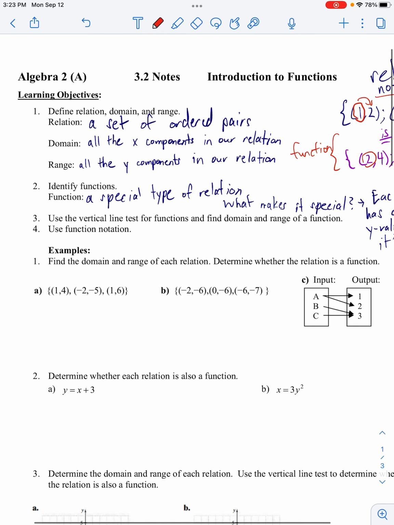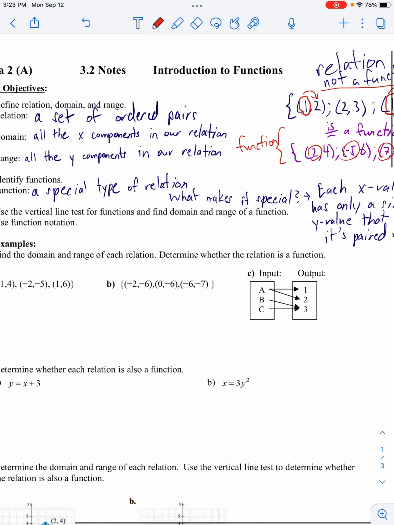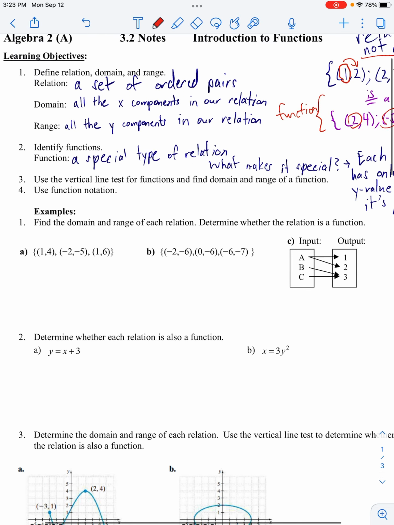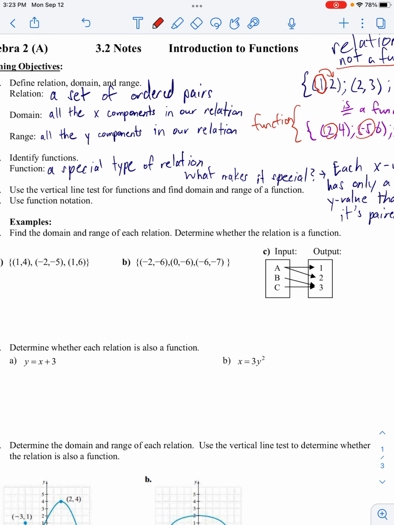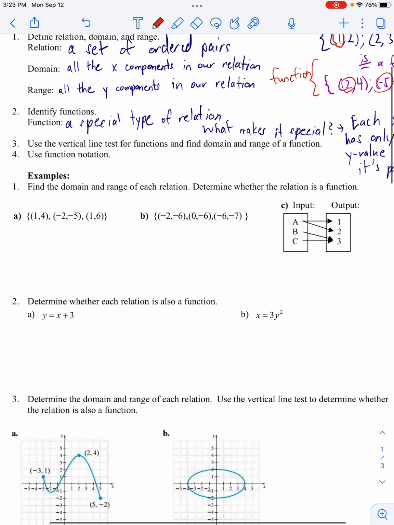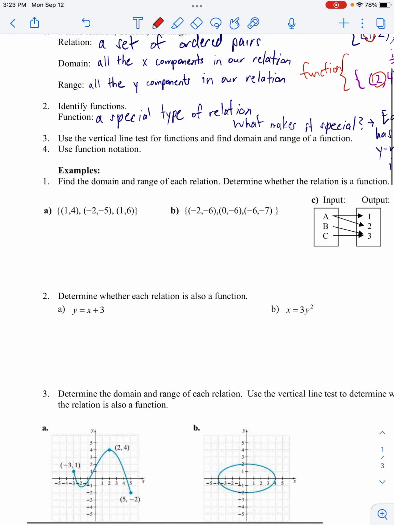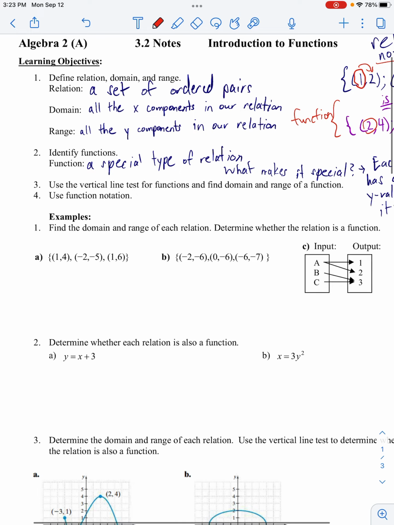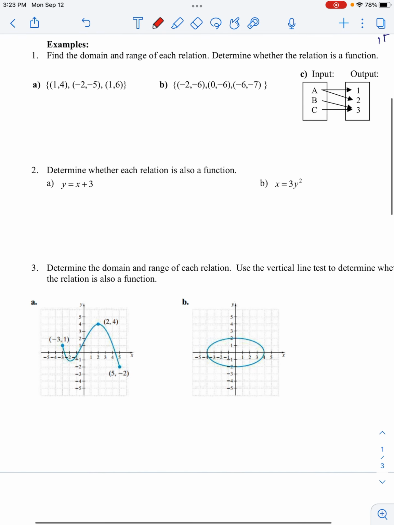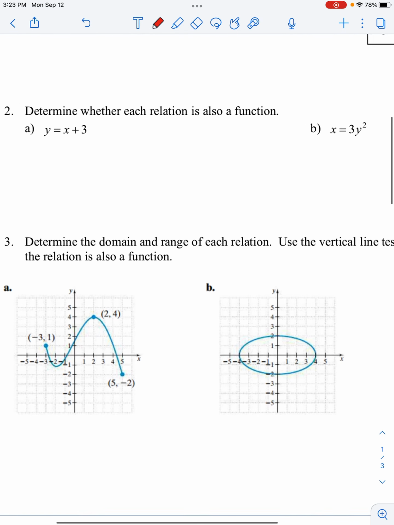All right, so let's talk about the vertical line test. The vertical line test is something we can use to figure out whether a relation is a function. And we can do that by graphing our relation, okay? So the vertical line test.